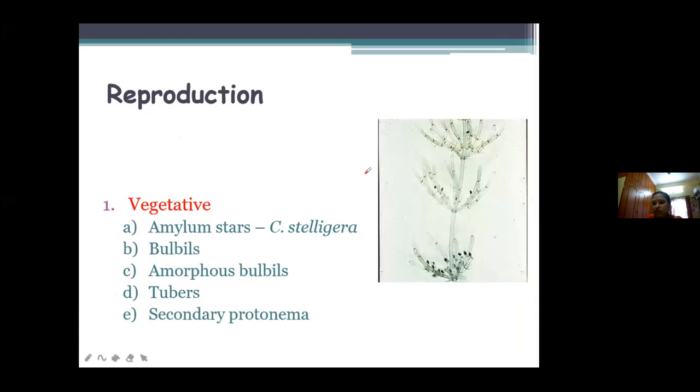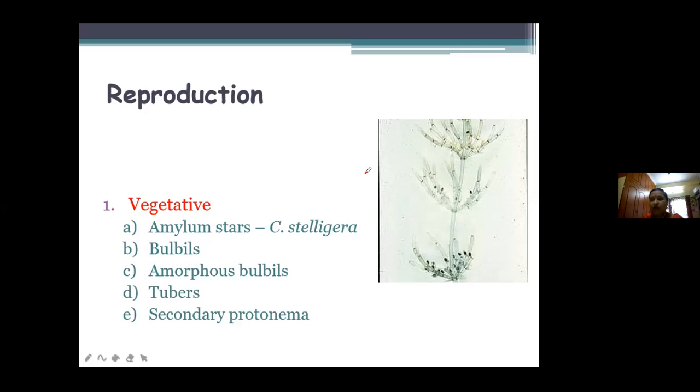Here reproduction takes place by vegetative and sexual methods. What is the reproduction, girls? Here it takes place by vegetative and sexual reproduction methods. Asexual reproduction, is it present or absent here? Absent. Only vegetative reproduction and sexual reproduction are present. Vegetative reproduction, girls, is very important.